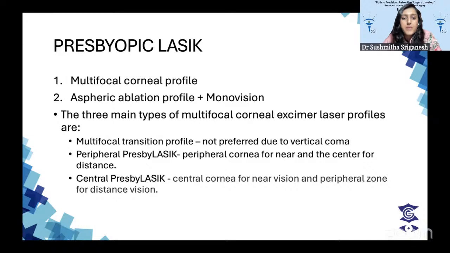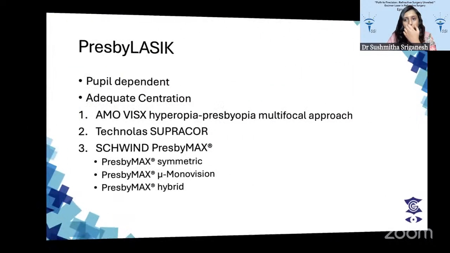Then came peripheral presby LASIK, where the peripheral cornea is corrected for near and the center is corrected for distance. Now, the drawback for this is that in myopes, significant corneal tissue is removed to create the hyper-negative ablation profile. So it was mostly preferred in hyperopes. But after this came central presby LASIK, where the central cornea is corrected for near vision and the peripheral zone for distance vision. This has become more popular.